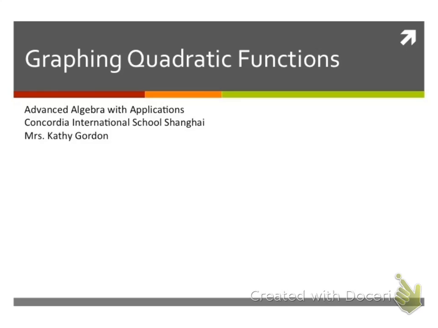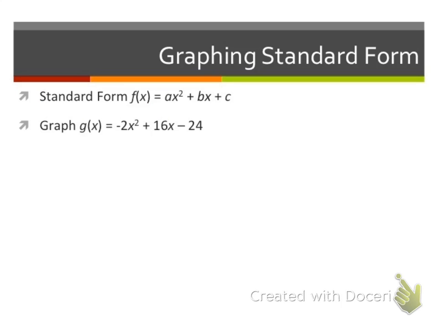In Lesson 3.2, we will be taking a look at graphing quadratic functions. There are different ways that we can graph quadratic functions. In this example, we're going to take a look at using the standard form. Now, as a quick reminder, the standard form is f of x equals ax squared plus bx plus c.